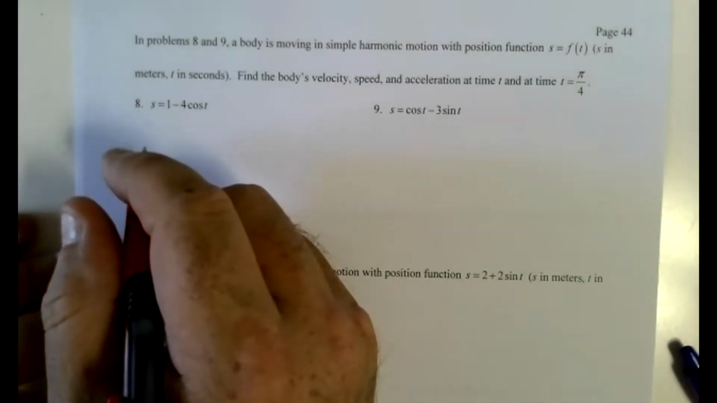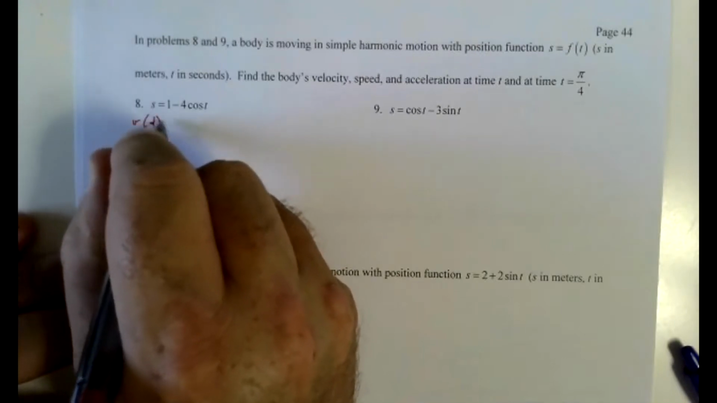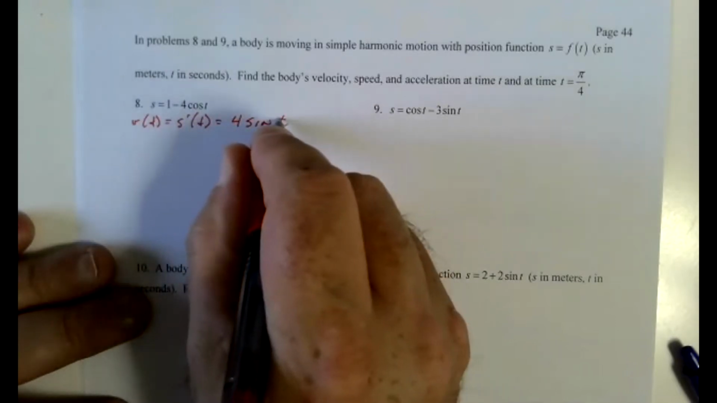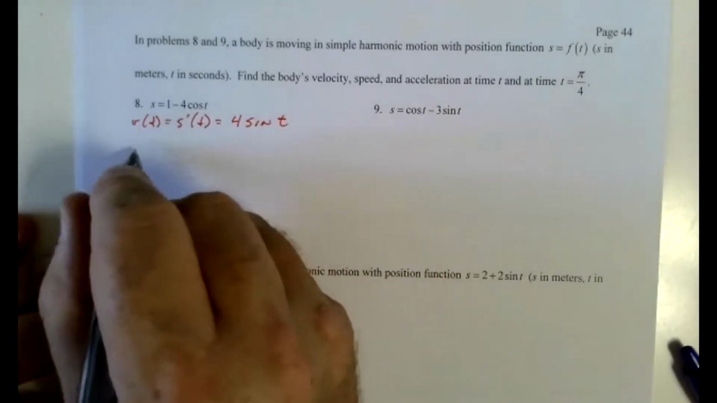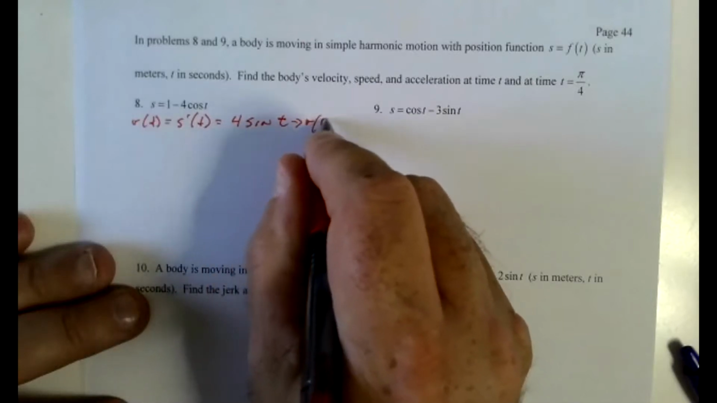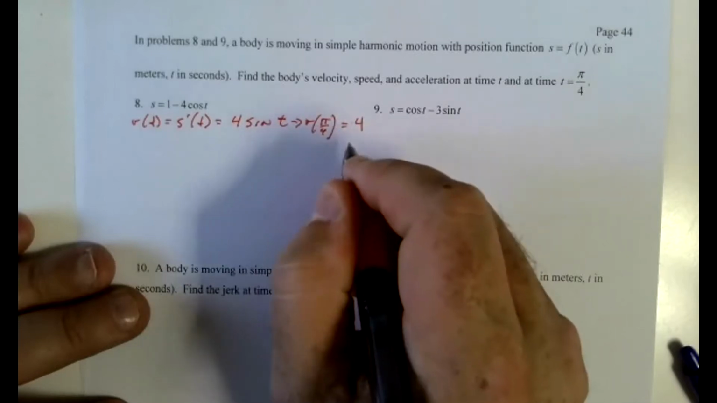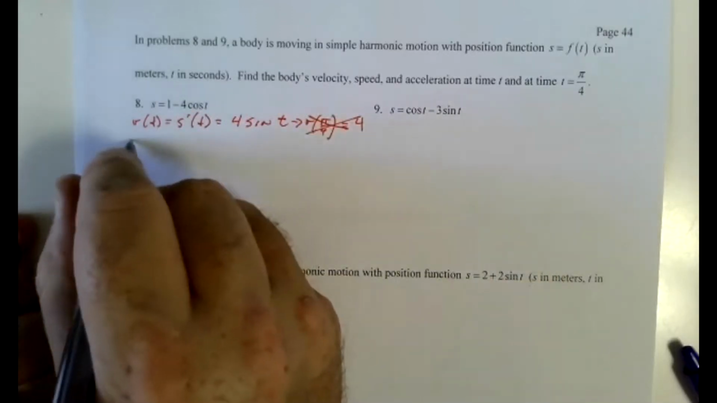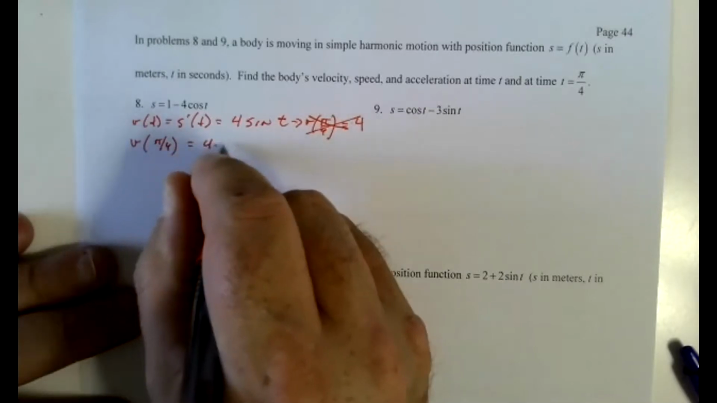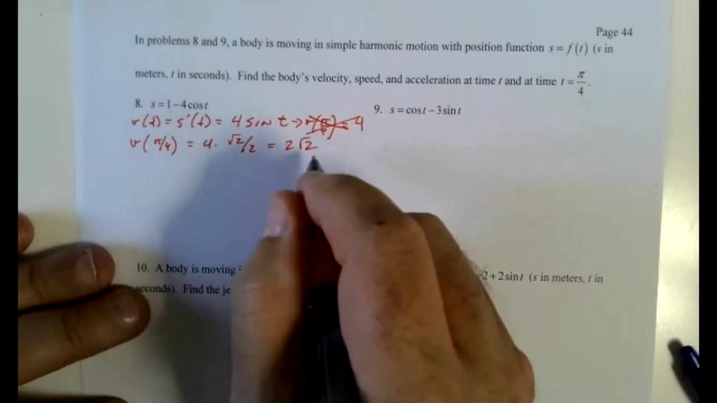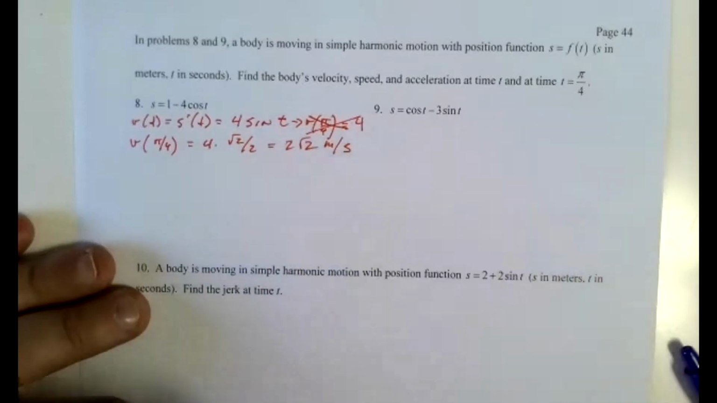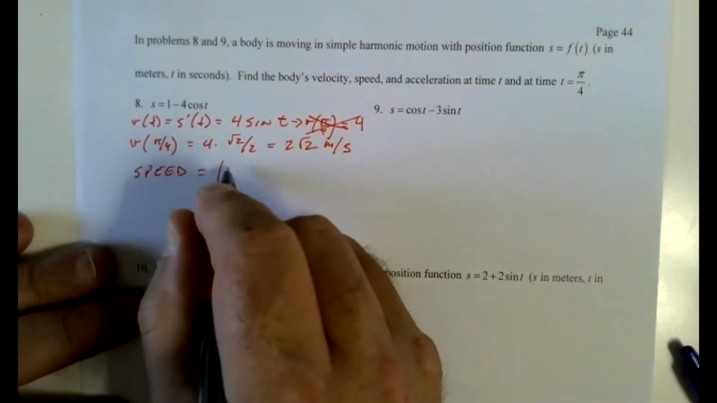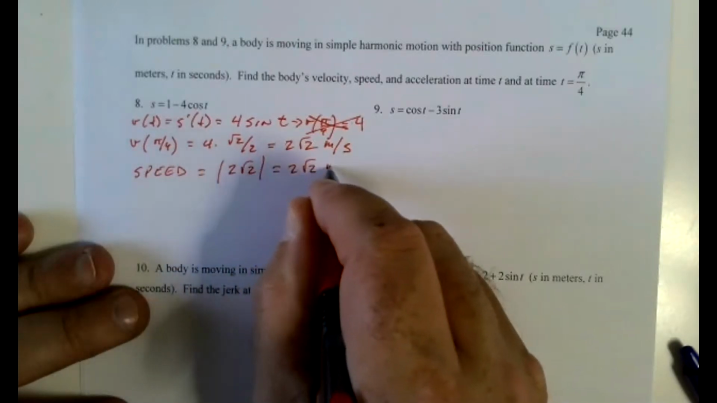Okay. V of t equals s prime of t equals 4 sine of t. V of pi over 4 equals 4. No, thinking of pi over 2. V of pi over 4 equals 4 times root 2 over 2 equals 2 root 2. Units, meters per second. Speed, absolute value of 2 root 2, 2 root 2 meters per second.